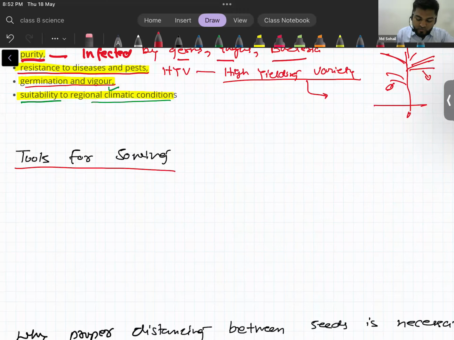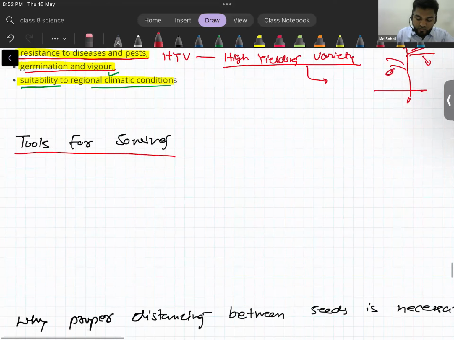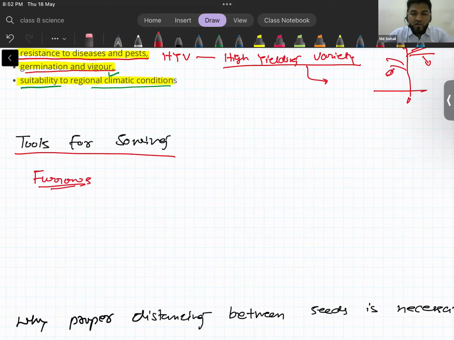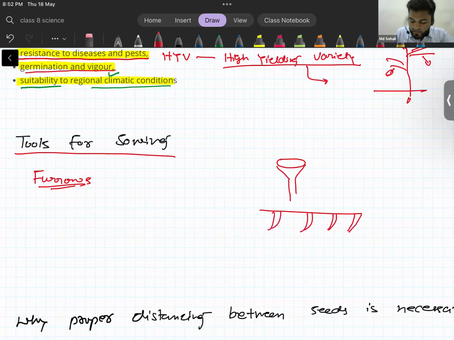Tools for sowing. Earlier, the farmers used to take help of furrows. Now what were furrows? Furrows were structures like this. There was a funnel shape from one side, and this was the structure to which it was attached.